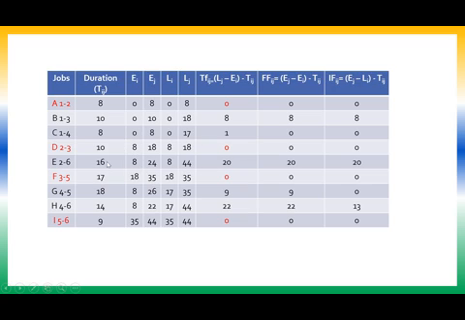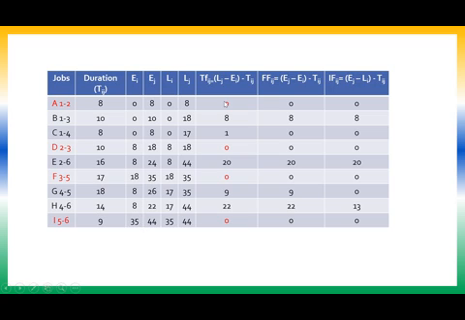44 minus 8 minus 16, 20. 35 minus 18 minus 17, 0. 35 minus 8 minus 18, 9. 44 minus 8 minus 14, 22. 44 minus 35 minus 9 will be a 0.